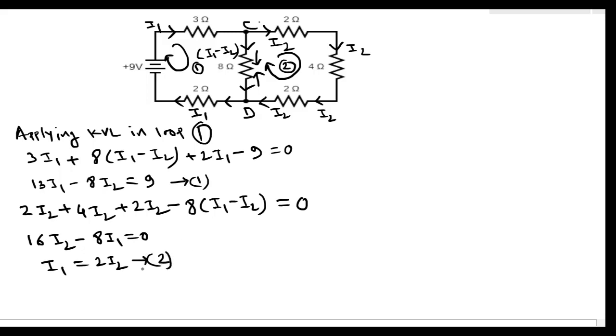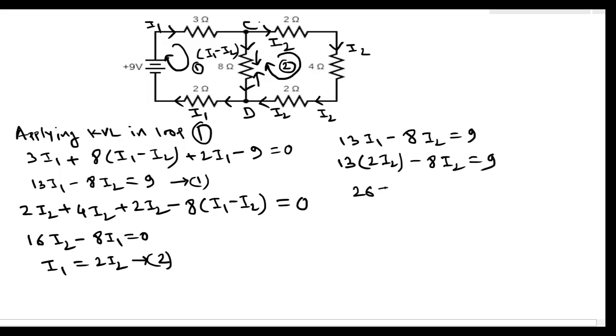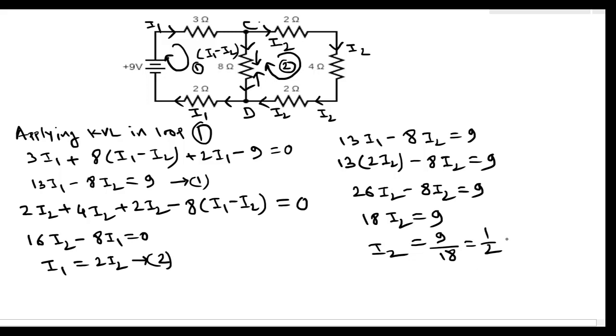If we put the value of I1 in equation 1, that is 13 I1 minus 8 I2 is equal to 9, and I1 is 2 I2, so 13 into 2 I2 minus 8 I2 is equal to 9. So 26 I2 minus 8 I2 equals 9, or 18 I2 is equal to 9, or I2 equals 9 divided by 18, that is 1 by 2. This is equal to 0.5 ampere. So the current I2 is 0.5 ampere.